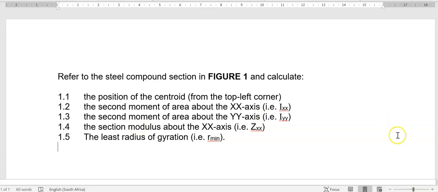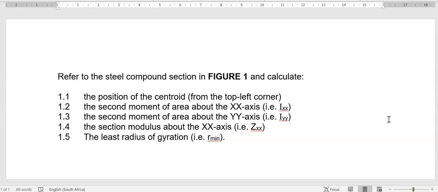Next one is just to work out the section modulus about the x-axis. If you remember correctly, we had two values on the ZXX and two values on the ZYY. So the question only wants us to work out ZXX top and ZXX bottom. Did you get that? Not ZXX left and right. Okay, right, so let's do that quickly.